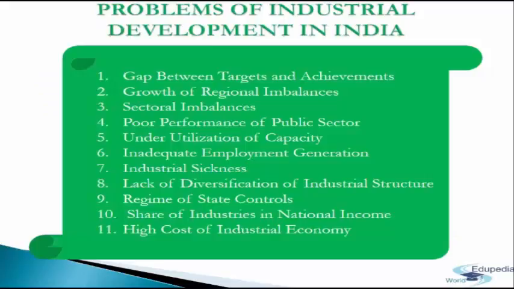After discussing the pattern of industrial development in India, now we come to problems of industrial development in India. Although there was tremendous industrial development, yet there were some problems, which are as follows. In that, first point is gap between targets and achievements.